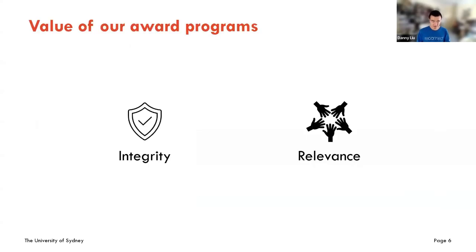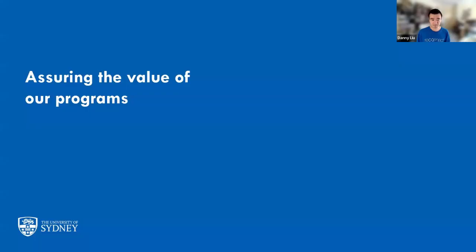And so this all comes down to assuring the value of our award program, simultaneously integrity value in terms of, do we know that the person walking across a graduation stage has the necessary knowledge, skills, and dispositions, as well as the relevance value in terms of, are we helping our students learn contemporary approaches, including AI, that they need for the future. Integrity and relevance need to sit side by side. Otherwise, we are doing our students a disservice and also the community a disservice.